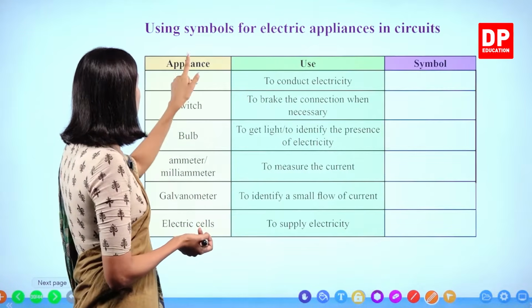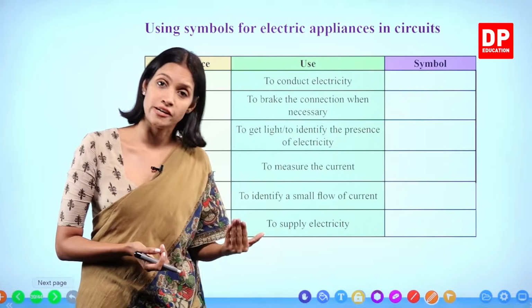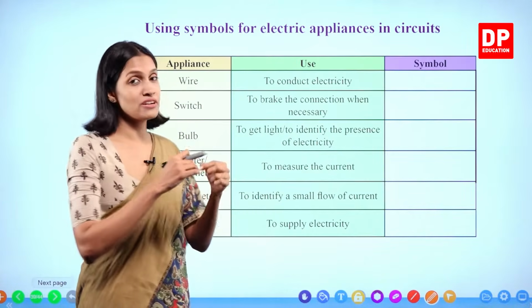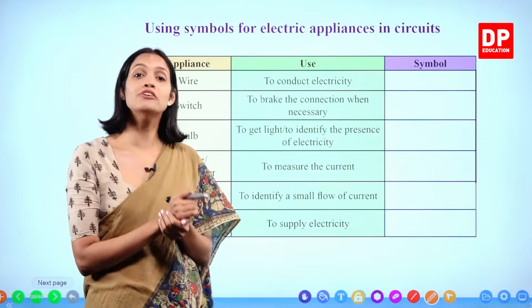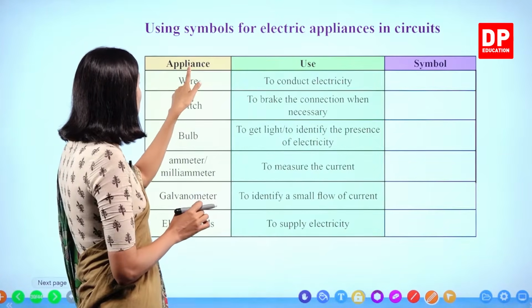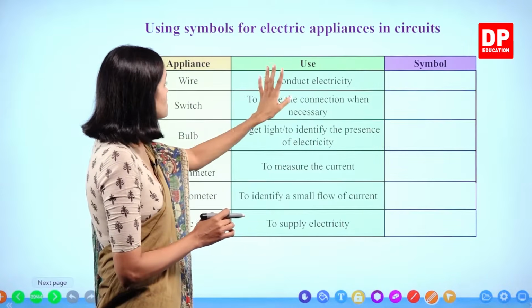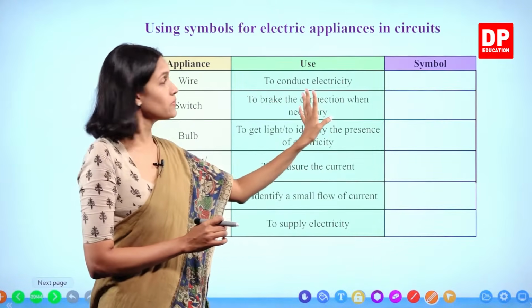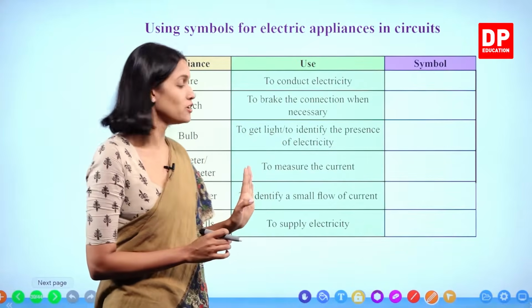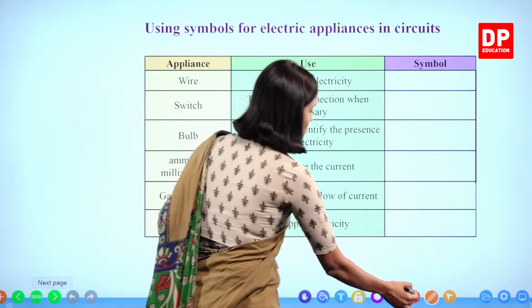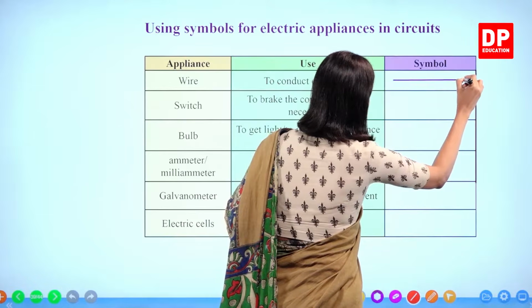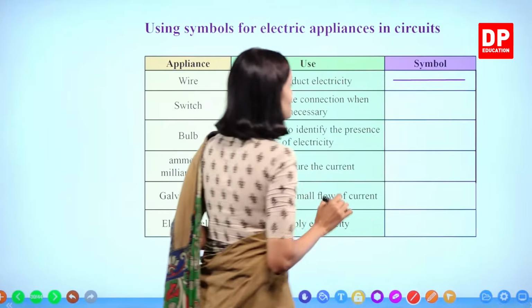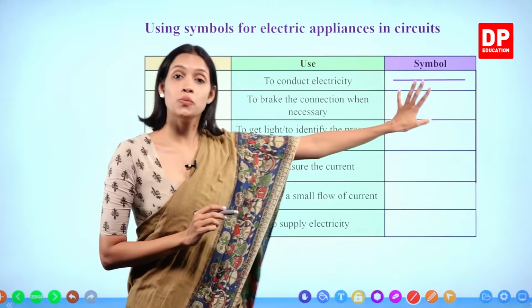Let's see, appliance wire or connective wire, right? To connect different types of appliances, different components in circuits with one another, we use wires. The use of the wire is to conduct electricity. What is the symbol that we can use? That is the easiest. We use a straight line, right? So this is for wires.